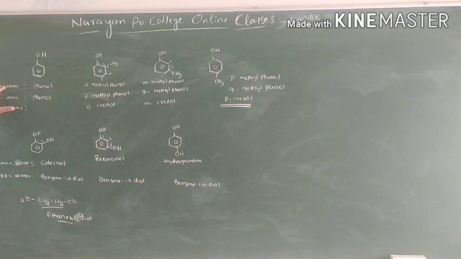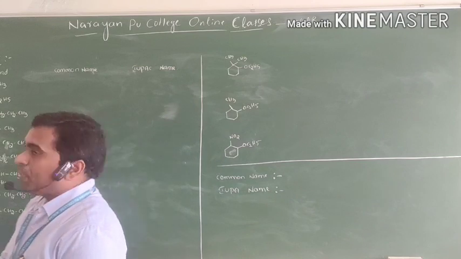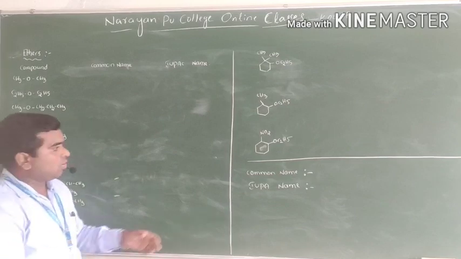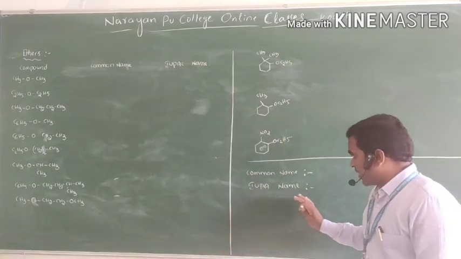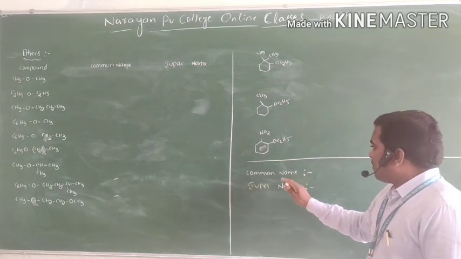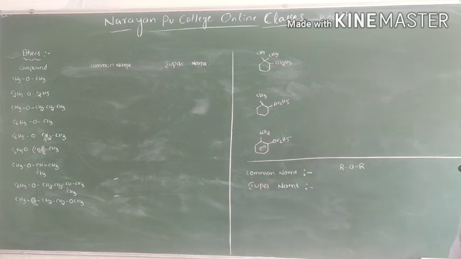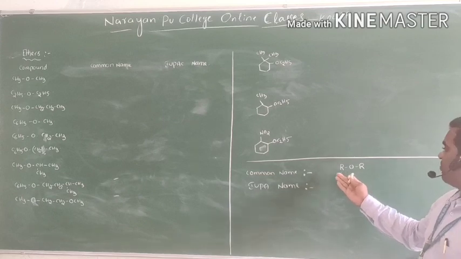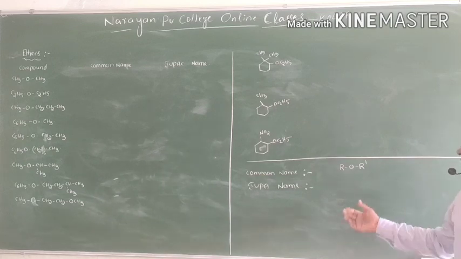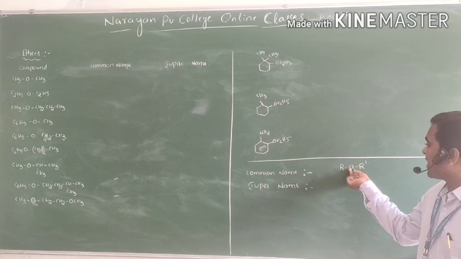So this is about the IUPAC names and common names. Next one is the IUPAC names and common names of ethers. First of all, what is the common name and what is the IUPAC name? And after that we will go to the textbook table. While writing the common name, the general form of ether is ROR. So first you have to write the groups which are attached to the oxygen.